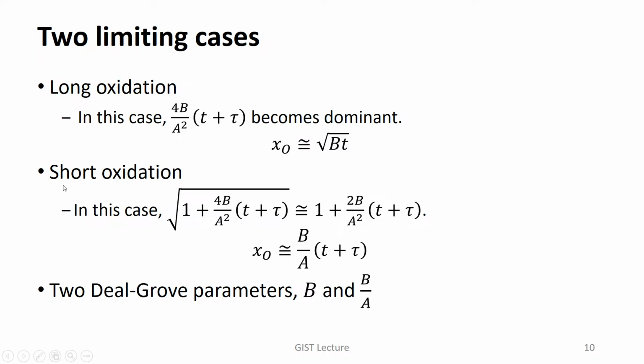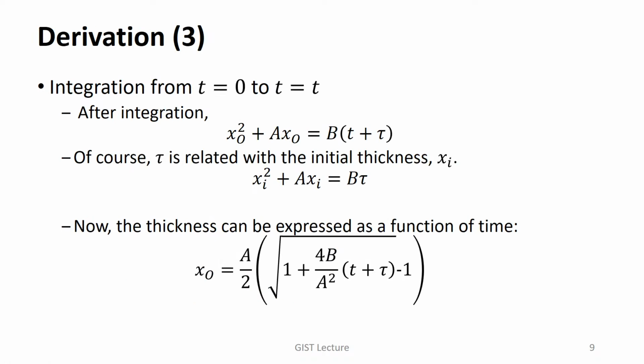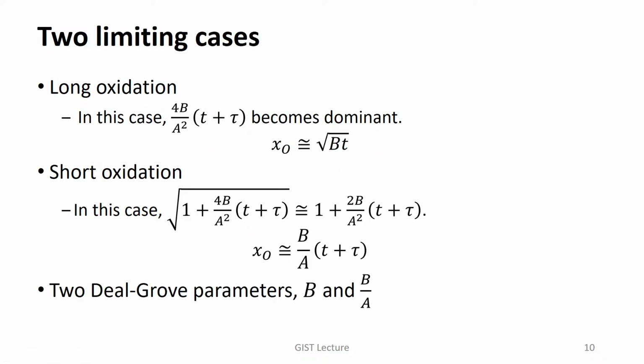However, if we go to the short oxidation limit, then on the other hand, this term can be regarded as a small number, smaller than 1. Then by using the Taylor series, we can expand it this way, first order approximation. Then by manipulating this approximation, we can find oxide thickness follows this linear behavior. In this case, as time is increased, thickness is linearly increasing.